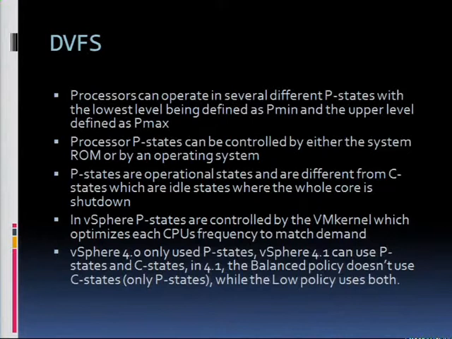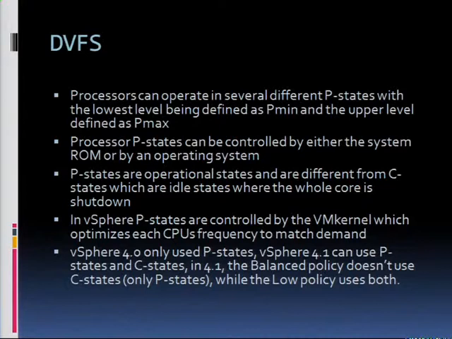P states are operational states and are different from C states, which are idle states, where the whole core is shut down. So with a P state, you're just lowering the frequency and voltage of a processor. With a C state, you're shutting down the whole core and not allowing anything to access that core. In vSphere, P states are controlled by the VMkernel, which optimizes each CPU's frequency to match demand.